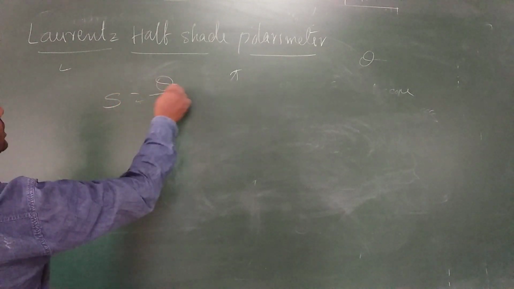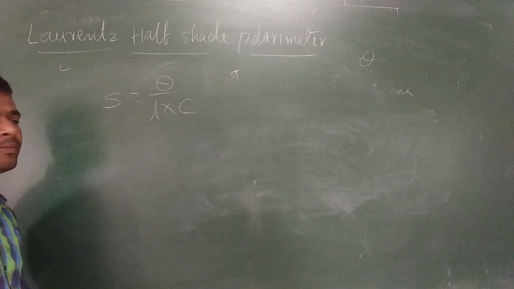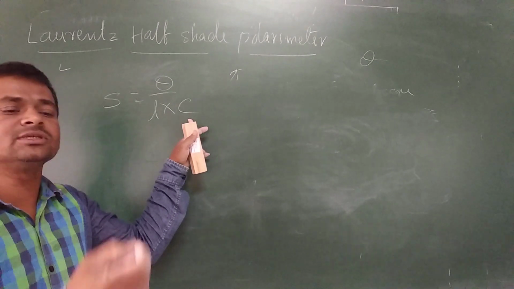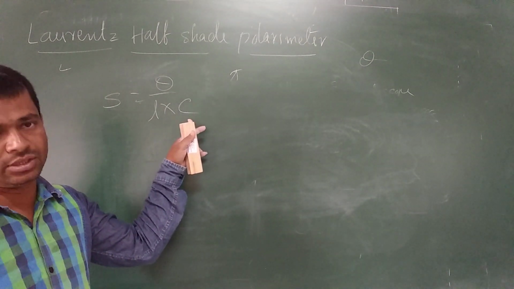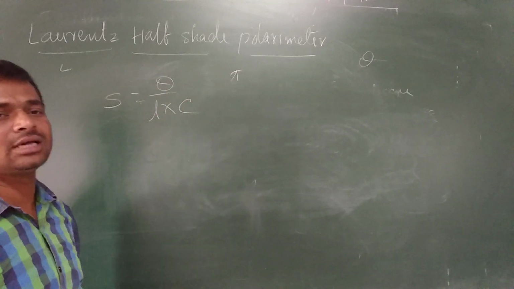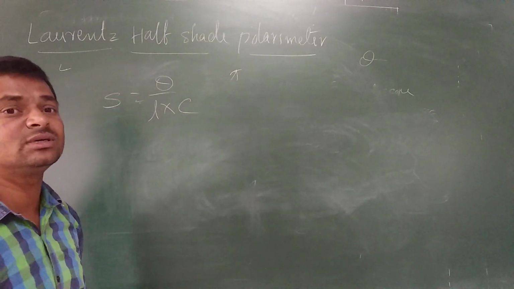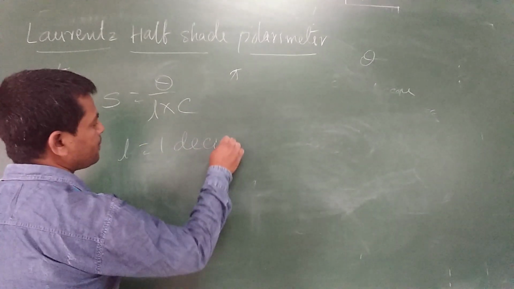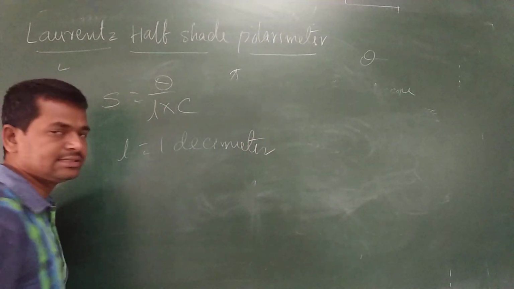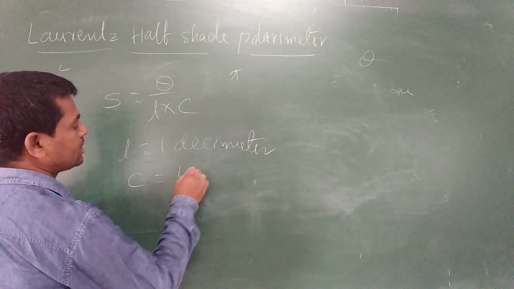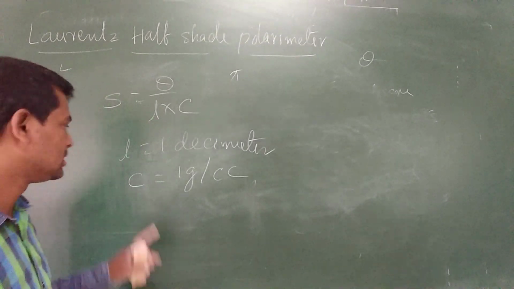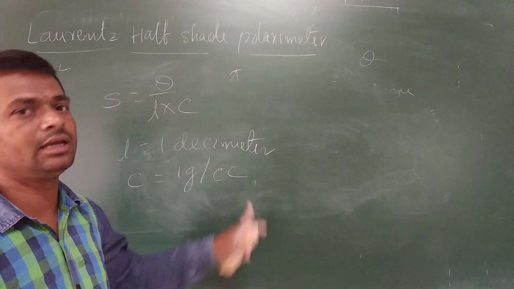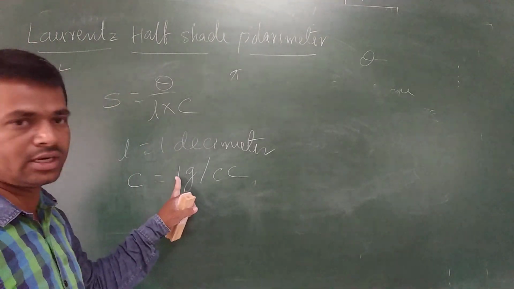S equals theta by L into C. L is the length of the tube, the active substance. C is the concentration, how much sugar or salt is added into the water. Theta is the rotation of vibrations, how much angle they have rotated. Suppose you take L equal to 1 decimeter and C as 1 gram per cc. C is the concentration, 1 gram per cc. Cc means cubic centimeter. In 1 cubic centimeter, 1 gram is present.